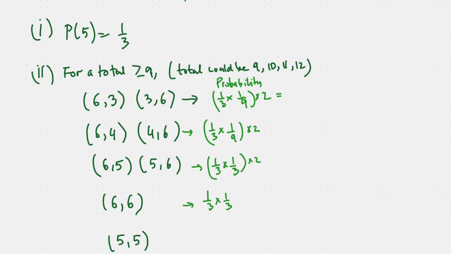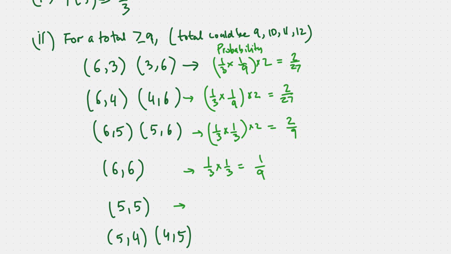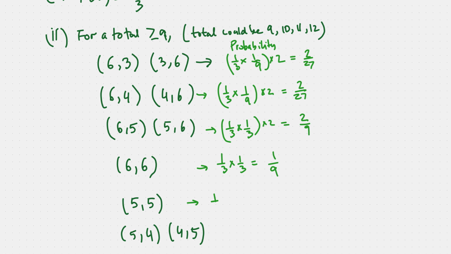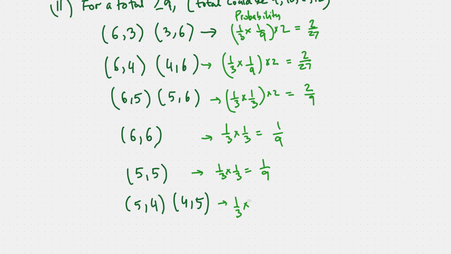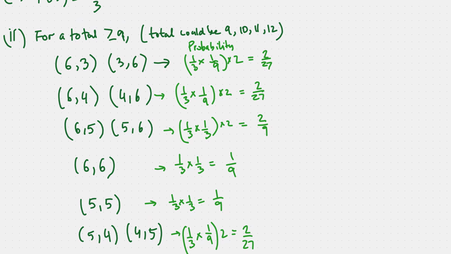So you can write this out. That is equal to 2/27, 2/27, 2/9, 1/9, and then 5 and 5 is 1/3 times 1/3, that is 1/9, and 5 and 4 is 1/3 times 1/9, again multiplied by 2, so that is equal to 2/27. Hence we have to add up the total of all these probabilities.